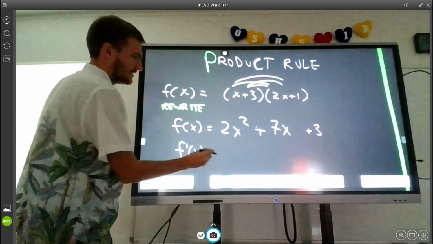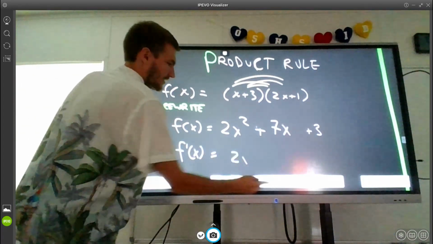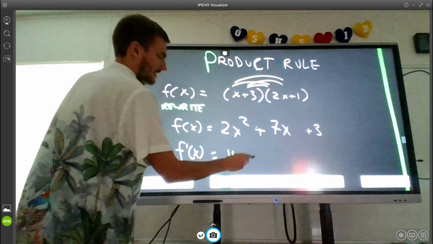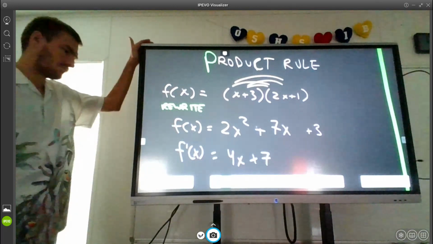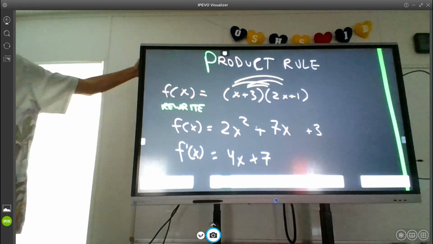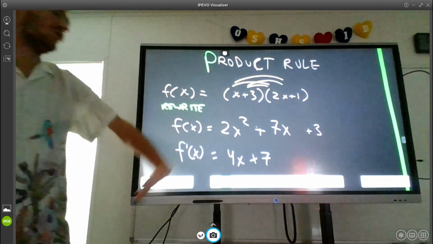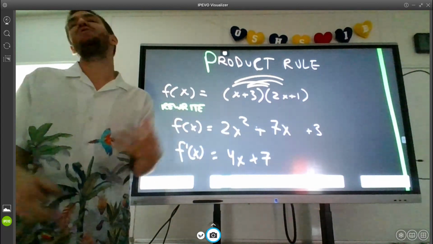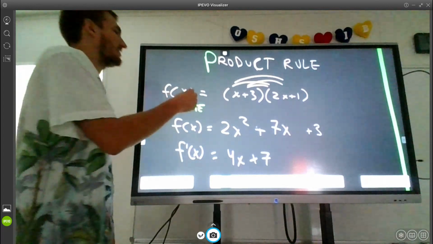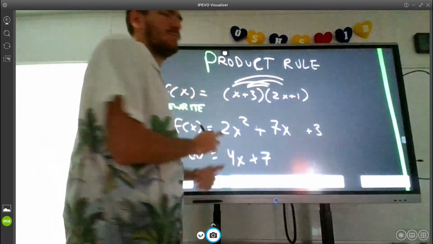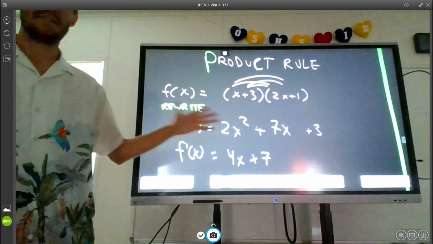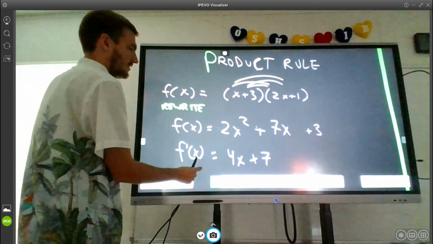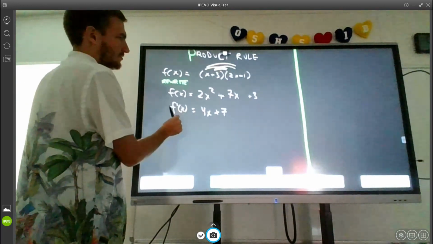F prime of x is equal to, actually take the derivative here. Put the 2 out front, 4x, and then that's going to be 7. So this derivative is not all that difficult, but this is also 2 very simple things multiplied where we are allowed to just do a quick FOIL, right? If all of a sudden we start putting some crazy stuff in here, some fractions, some exponents, some sines and cosines, all of a sudden this can be a little crazy. So let's use this example to learn about the product rule.